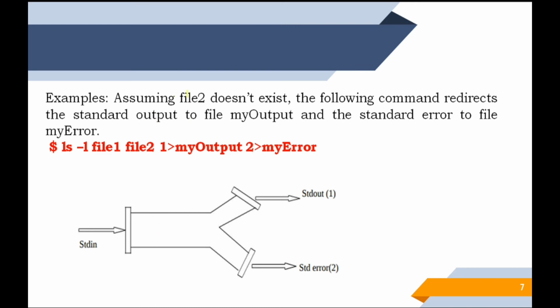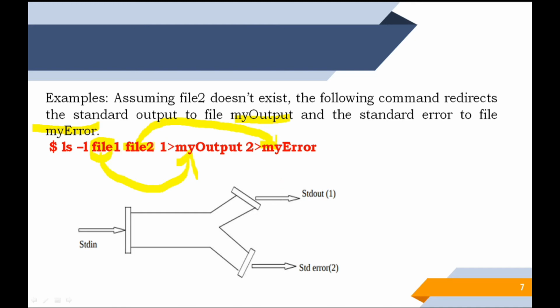Just assume that file2 does not exist. The following command is going to redirect the standard output to the file my output and the standard error to a file my error. Here I want to display the detailed description of the two files, file1 and file2, and we know that file2 does not exist. Whatever output you get will be redirected to the file my out, and whatever error it displays should be redirected to my error.